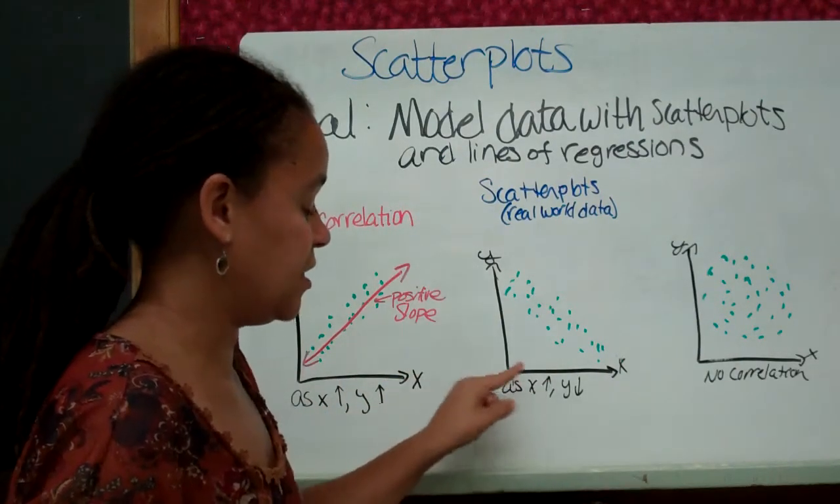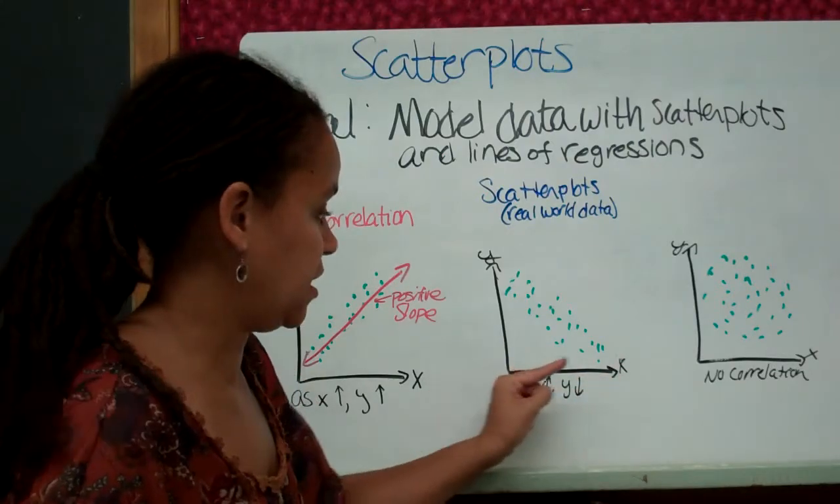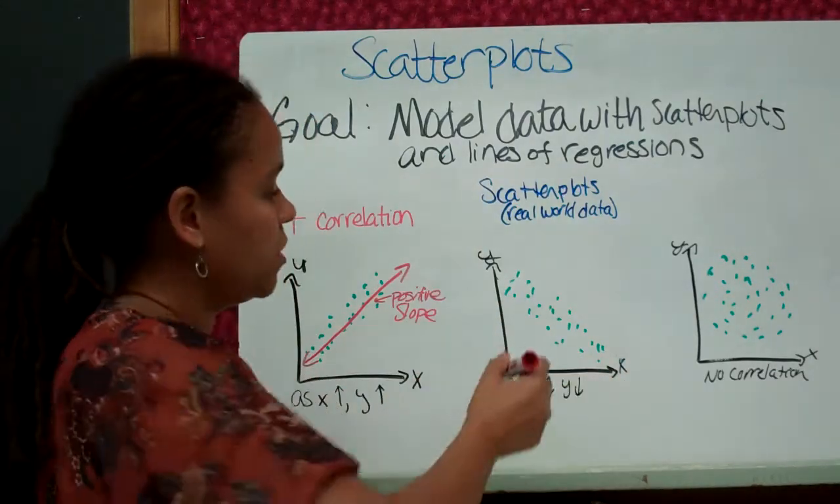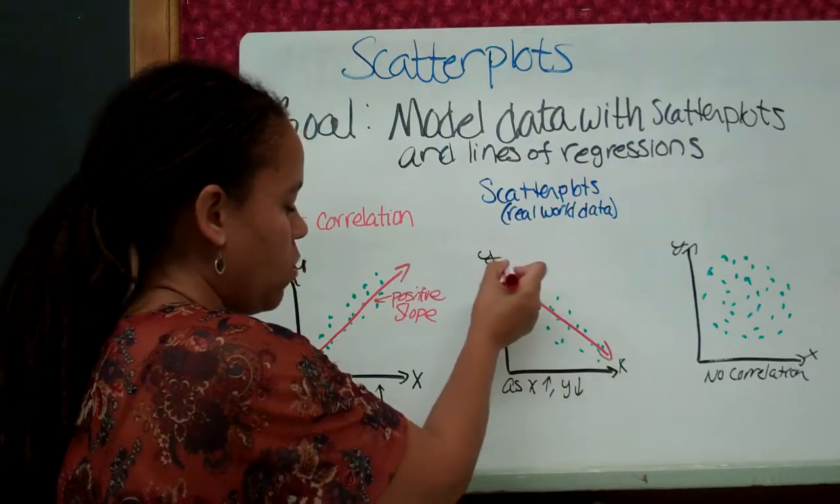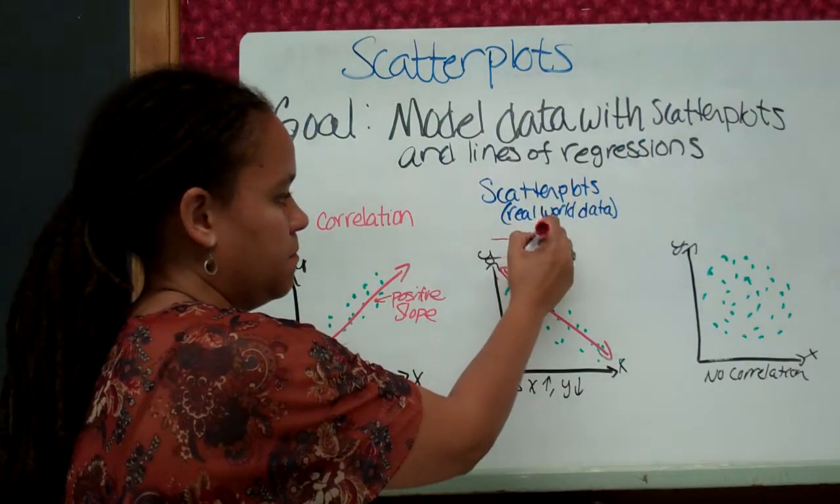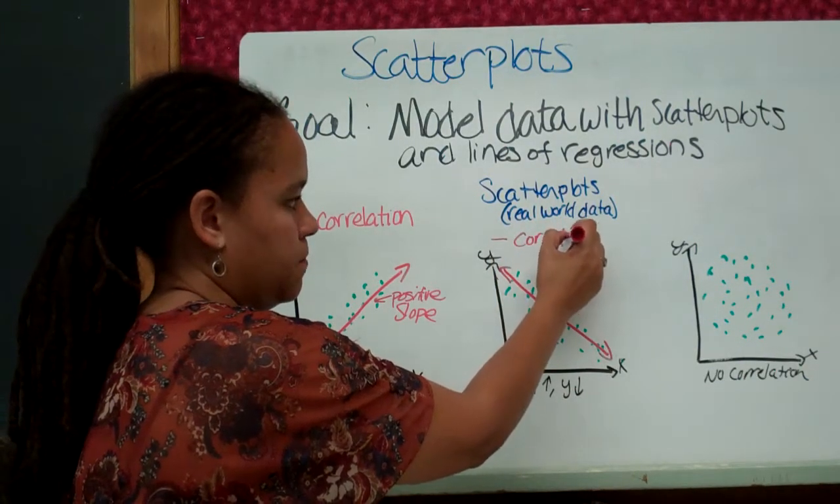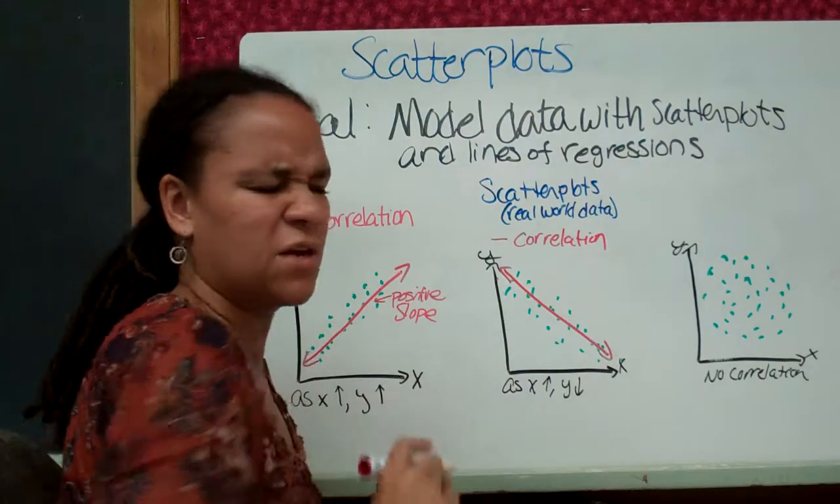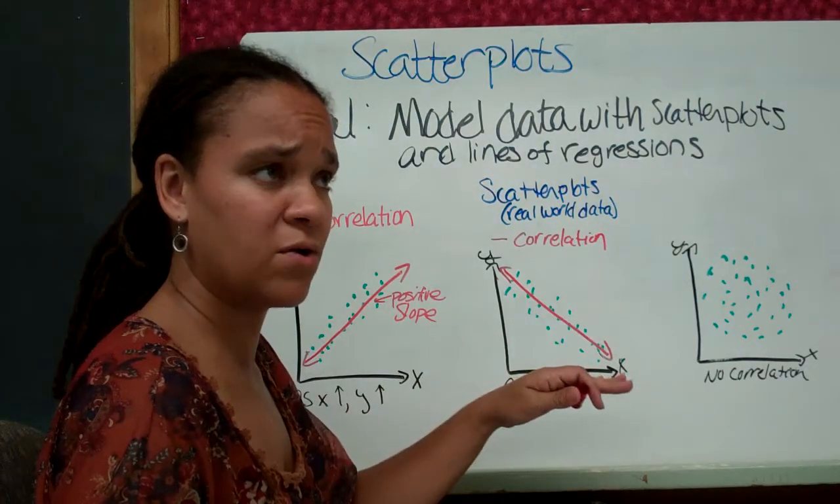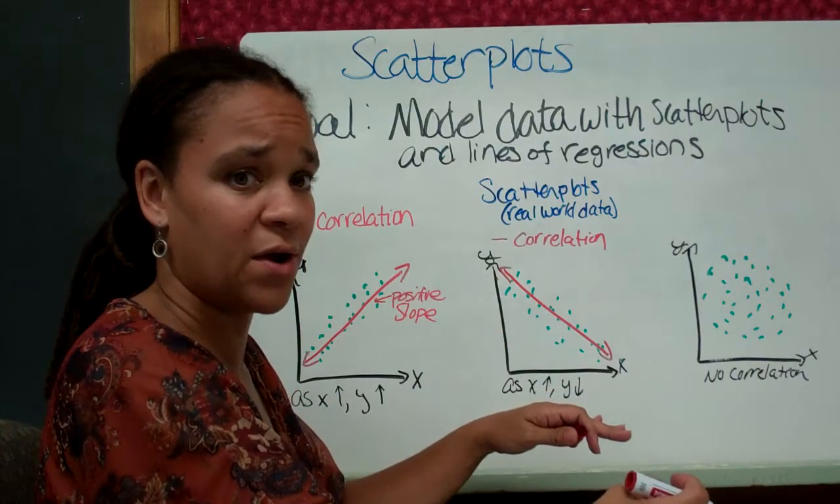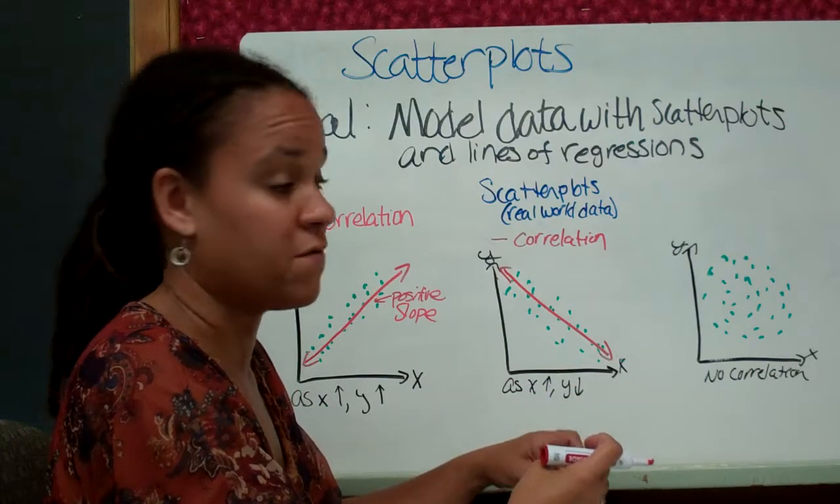Here, as x increases, so we always read left to right, as x increases, y is going down. So we have a negative slope or a negative correlation. See if you can think of something that as one thing goes up, that makes the other thing go down. I'm going to look for some great examples tomorrow from you.